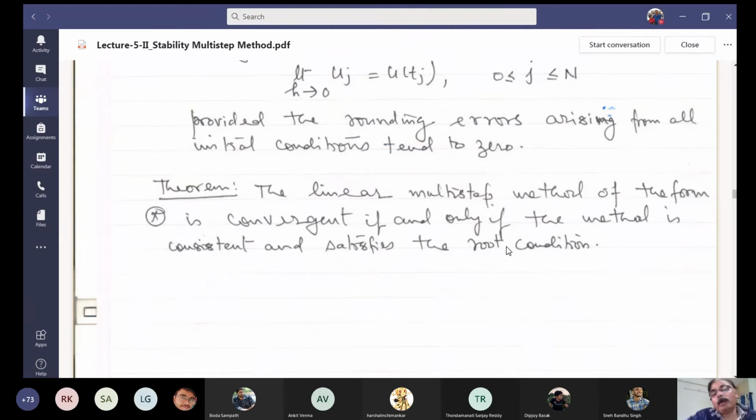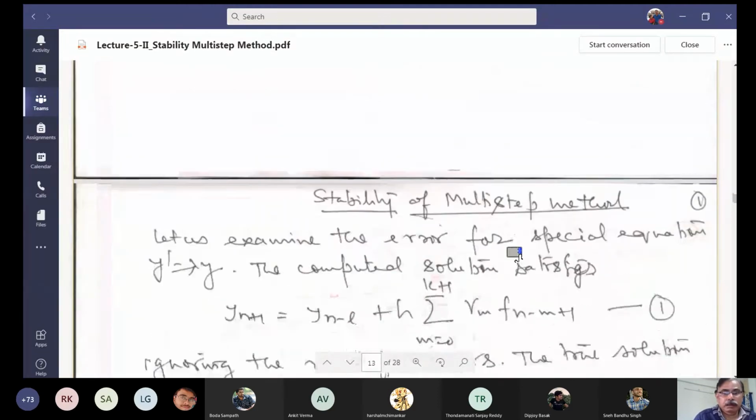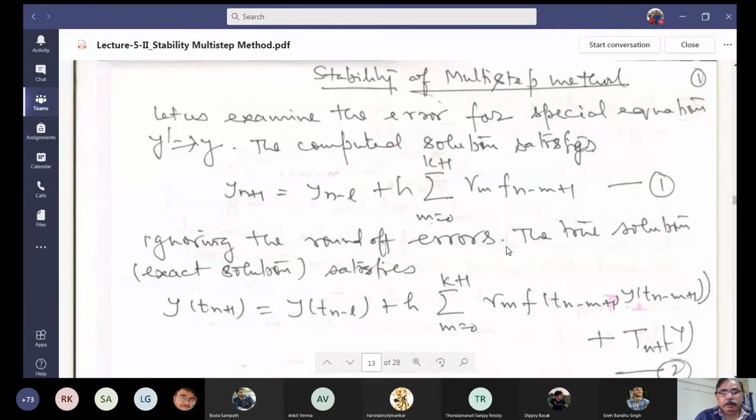Now, from where all these things came? In your book, it is directly written, but from where all these things came? So that justification I will give next. We will find here. Instead of a very general one, I will take up a rather simple one to explain that. Similar things will happen here also.